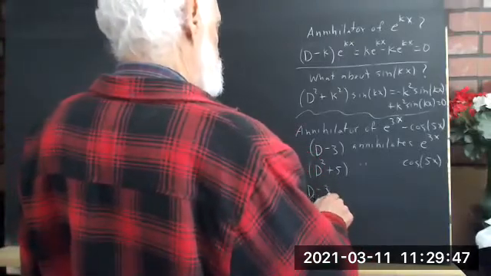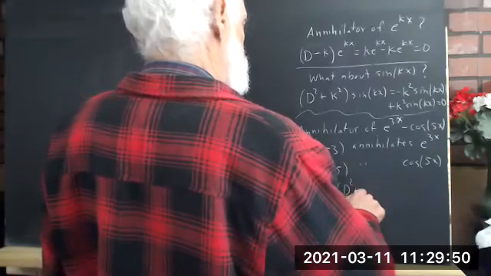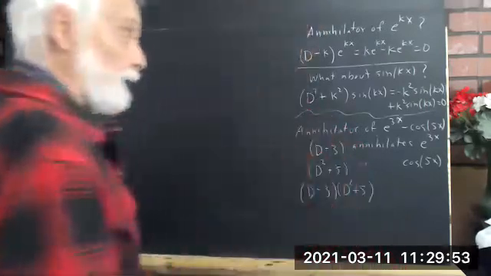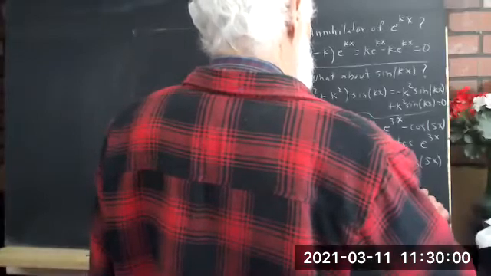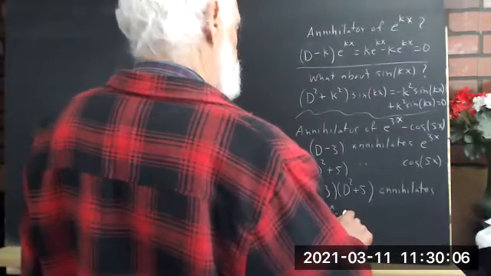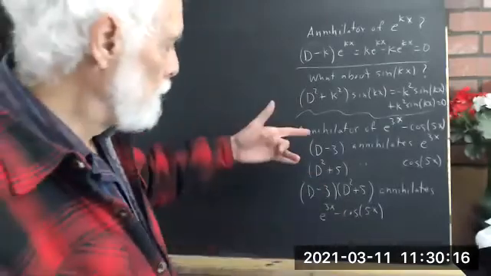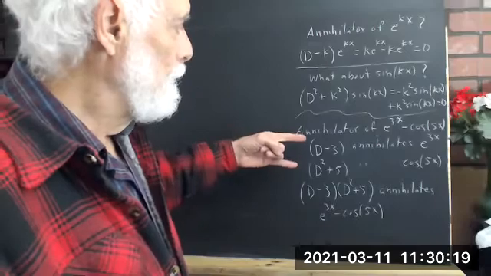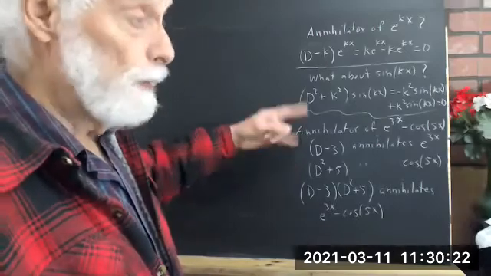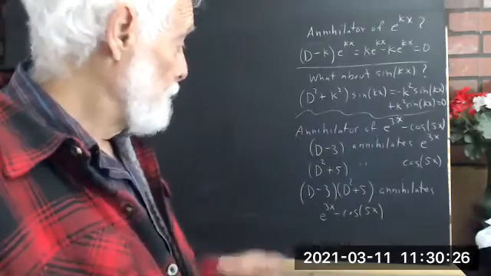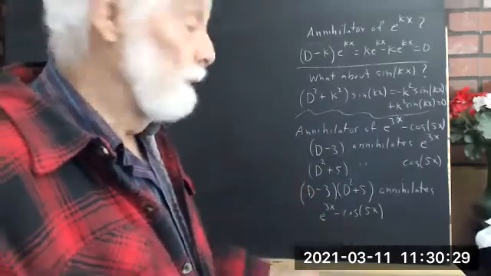But the product of these annihilators annihilates e to the 3x minus cosine 5x. So this is an important, but not totally intuitive until you work through it, rule for annihilators. Your book is going to go into more detail on it. But if we work this out, you see exactly why it applies.